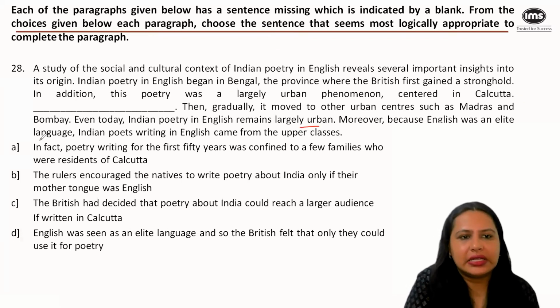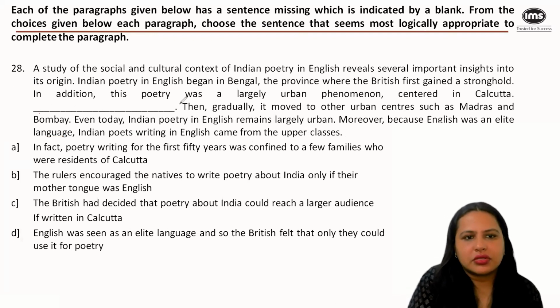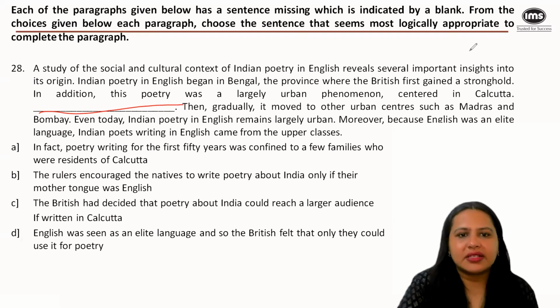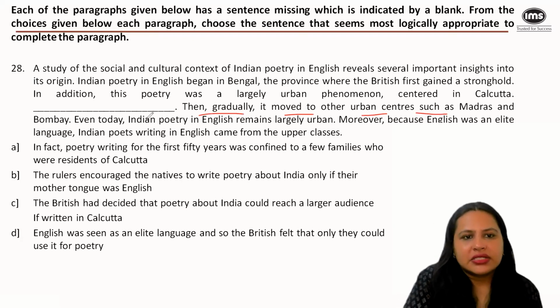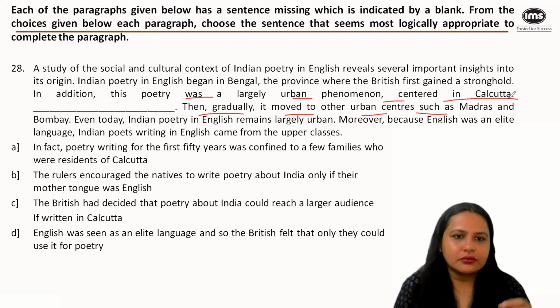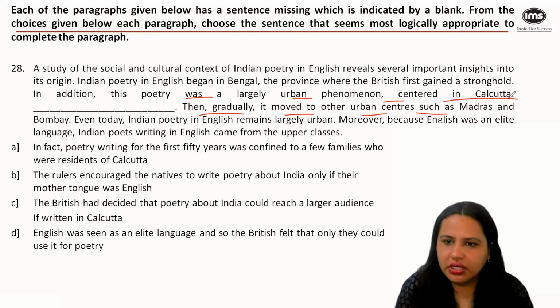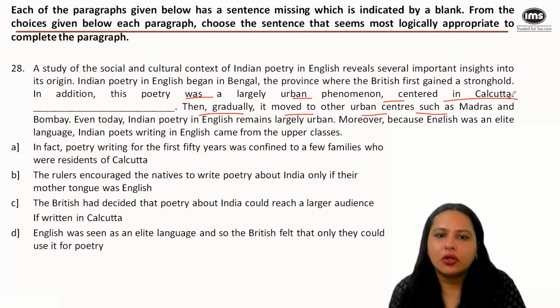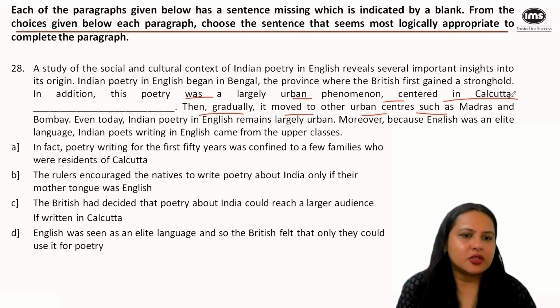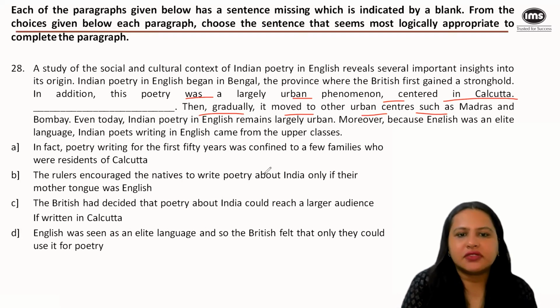Moreover, because English was an elite language, Indian poets writing in English came from the upper classes. So let's look at the sentences before and after the blank. After the blank it says it gradually moved to urban centers such as Madras and Bombay. The sentence before the blank says this poetry was largely an urban phenomenon centered in Calcutta. So the origin of Indian poetry in English: it began in Calcutta, blank, and then it moved to other urban centers. Let's look at the options. Option A: in fact, poetry writing for the first 50 years was confined to a few families who were residents of Calcutta. Very much in sync. Let's park it.